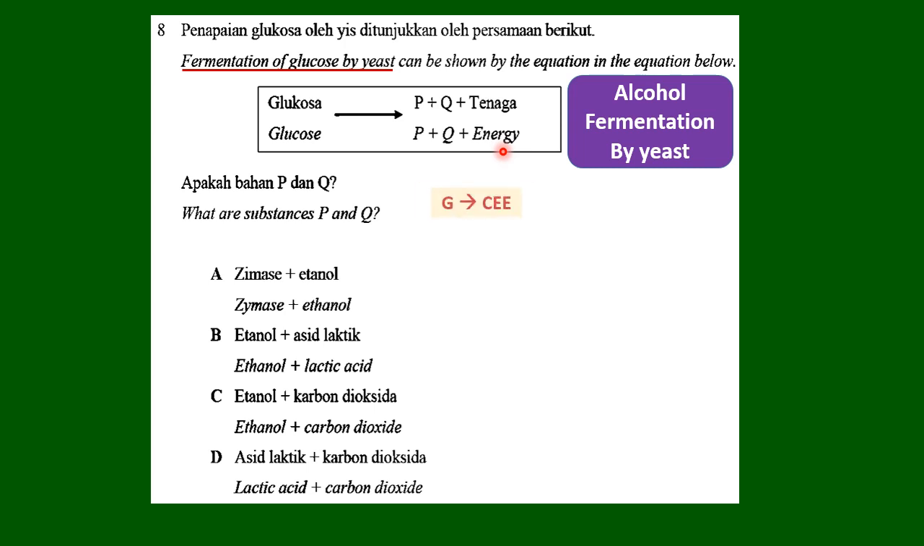Yes, it is GC. Here G stands for glucose, which is broken down to form what? C for carbon dioxide, E for ethanol, and the other E is for energy. So your answer for P and Q will be ethanol and carbon dioxide. The C is for carbon dioxide, the E is for ethanol. Very simple if you remember the acronym GC for fermentation of glucose by yeast.